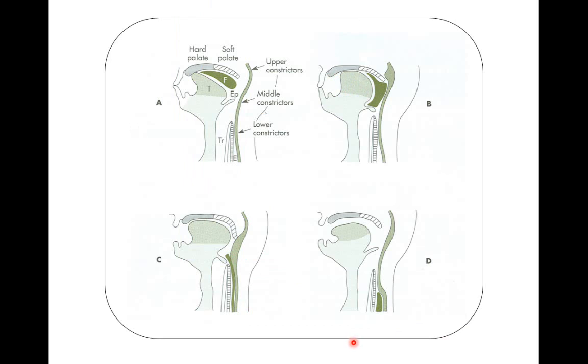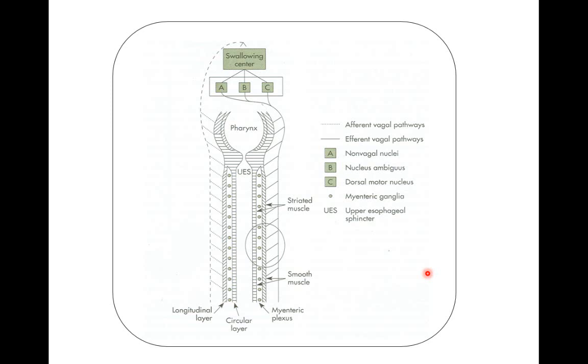In this picture, you can see at a glance the swallowing procedure. In this picture A, picture B, picture C, and D. And in this picture, you can see the receptive relaxation mechanism. You can see pharynx, upper esophageal sphincter, myenteric plexus.